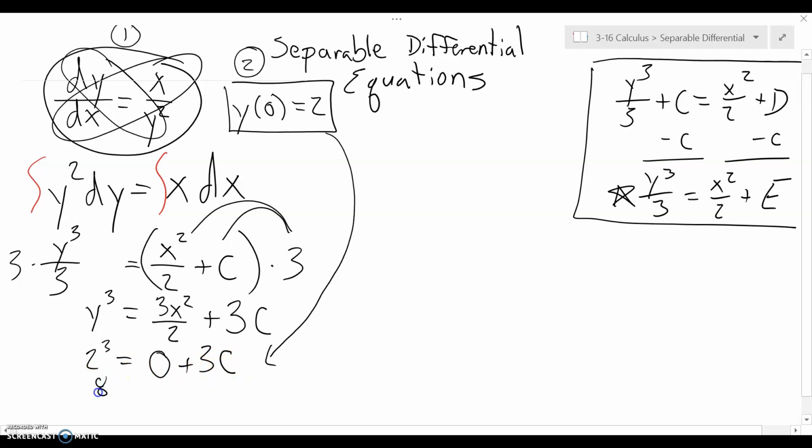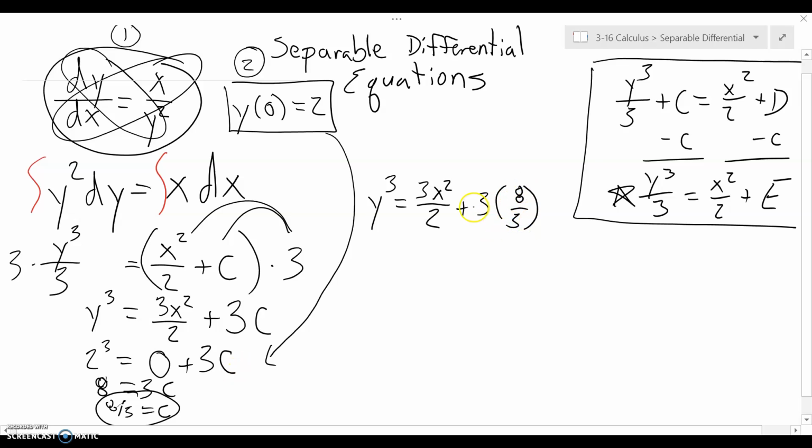So then 2 cubed is 8. So I've got 8 equals 3c, so that means c is 8/3. And what that means is, okay, now we can write y cubed equals 3x squared over 2 plus 3 times 8/3, because I'm just going to plug in for c. And of course, the 3 and the 3 there cancel, and we'd have y cubed equals 3x squared over 2 plus 8.